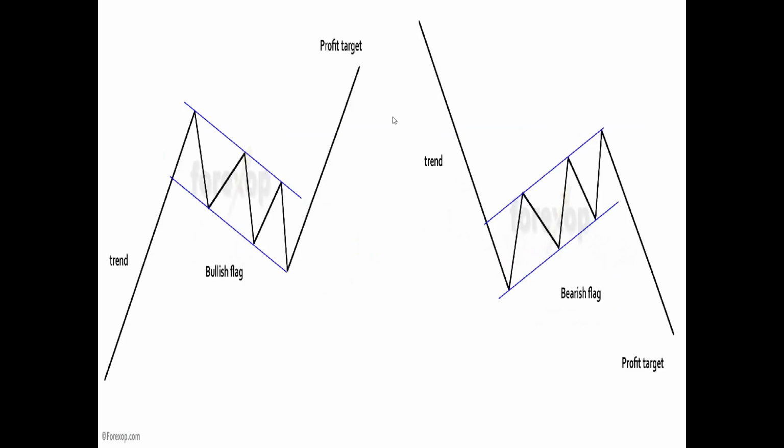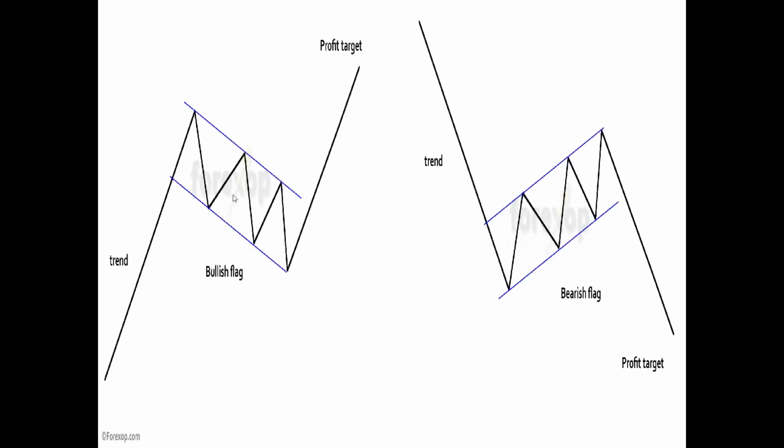These are called flags, bullish flags and bearish flags. It's basically the same thing as a triangle, guys. The only difference is that it doesn't bottom out, or it doesn't make the lower highs and the higher lows.